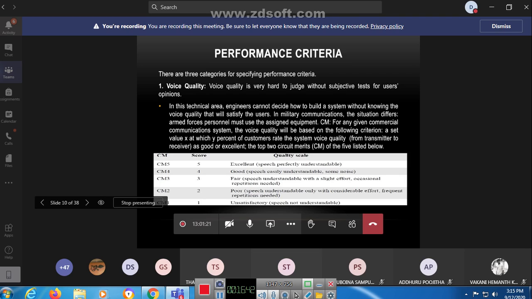Why? Because if the voice quality is not good, we can't receive their words, we can't receive their communication, we can't receive their conversation. Likewise, that's why we maintain the voice quality. So it is very hard to judge without a subjective test of users' opinions. So this is the concept of voice quality.